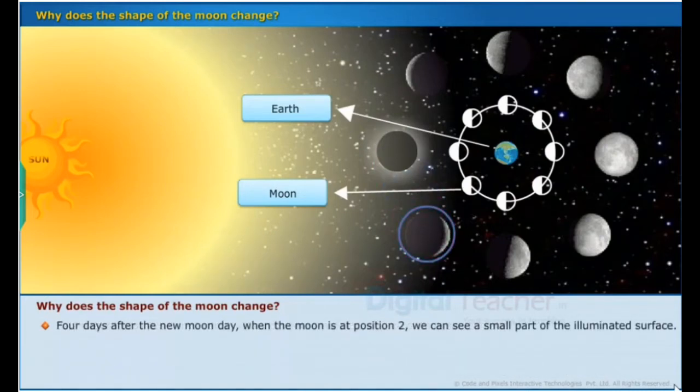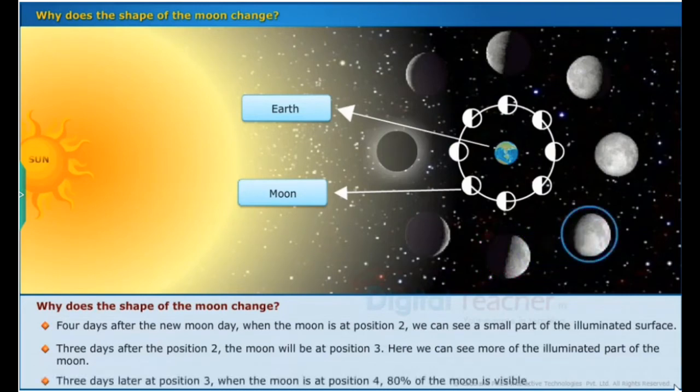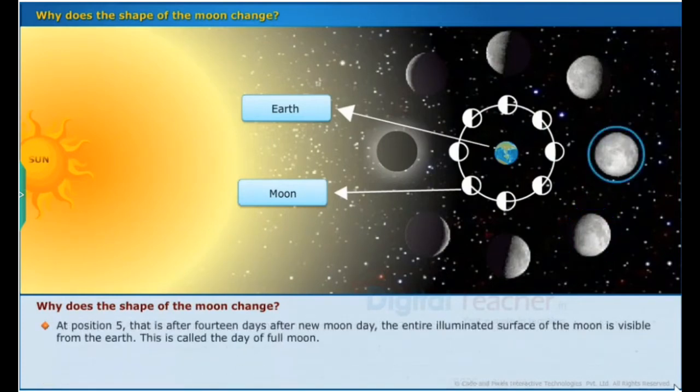3 days after position 2, the moon will be at position 3. Here, we can see more of the illuminated part of the moon. 3 days later, when the moon is at position 4, 80% of the moon is visible. At position 5, that is 14 days after new moon day, the entire illuminated surface of the moon is visible from the earth. This is called the day of full moon.